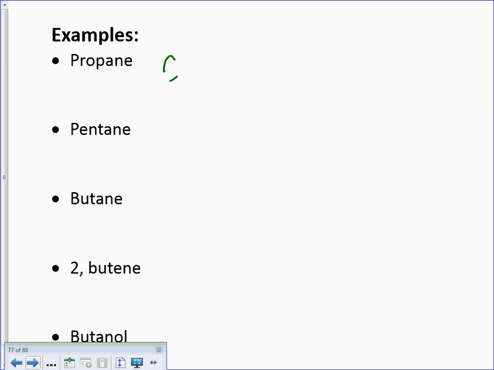Pro means 3, so there are 3 carbons. Ane means single bond, so how many H's? 8. 2n plus 2 is 8, right? So this is 2n plus 2 for the number of hydrogens. That's carbon 3, so that's 6 plus 2 is 8. Great? Okay, propane, done. Pentane.